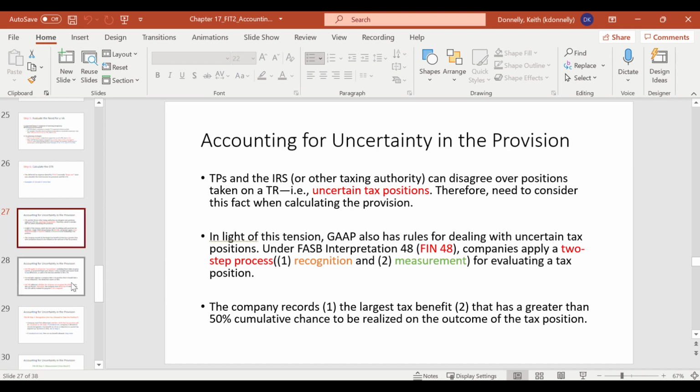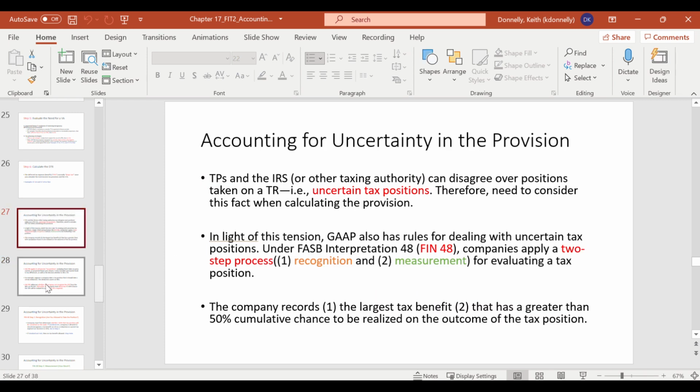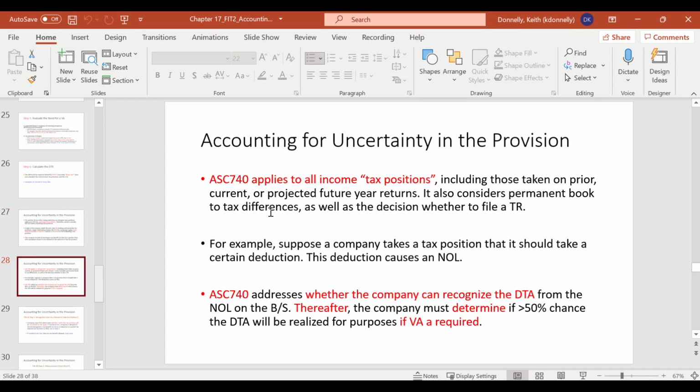So we have here this FIN 48, right? And we also have ASC 740 that comes into play. ASC 740 applies to all income tax positions, including those taken on prior, current, or projected future year returns. It considers perms and temps, as well as the decision whether to file a tax return. So a tax position is just like any position you take on a tax return, right? Like, I'm going to take this deduction. I'm going to report this income. I'm going to take this credit, right? It's just a position that you're taking on the tax return. It's like a declaration almost.